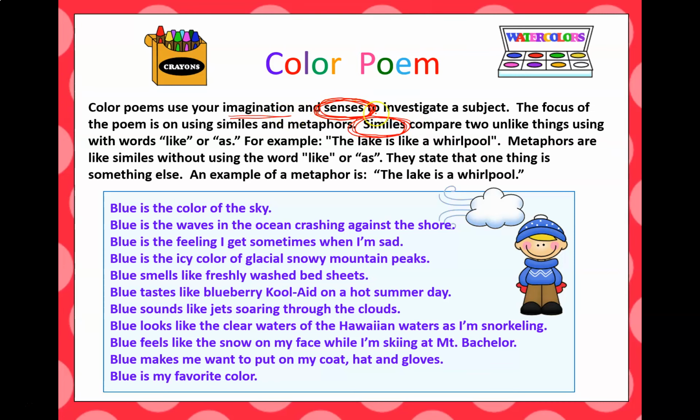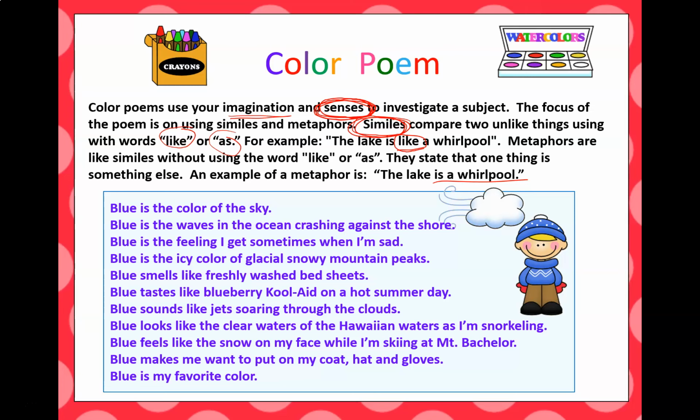It says you use your senses to investigate a subject. The focus of the poem is on using similes and metaphors. Similes compare two unlike things using words like or as. For example, the lake is like a whirlpool. Metaphors are like similes without using the word like or as. They state that one thing is something else. So an example would just be the lake is a whirlpool. Rather than saying it's like a whirlpool, this time they just said that's exactly what it is.